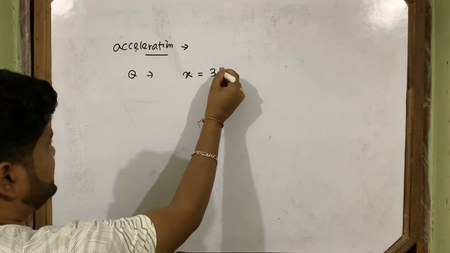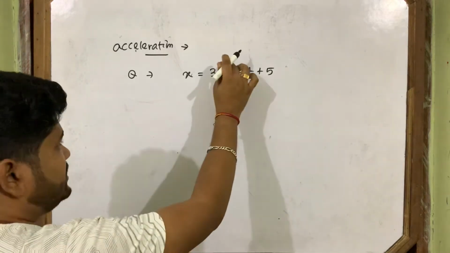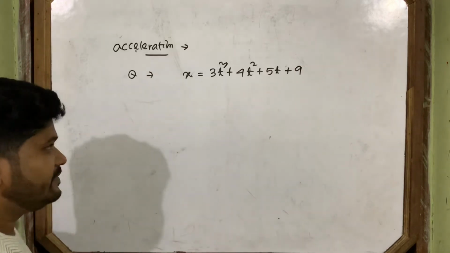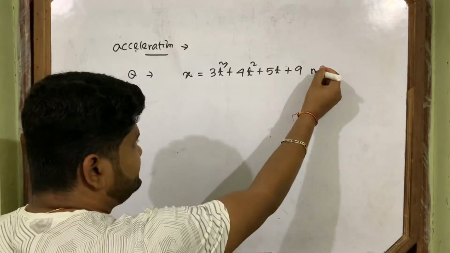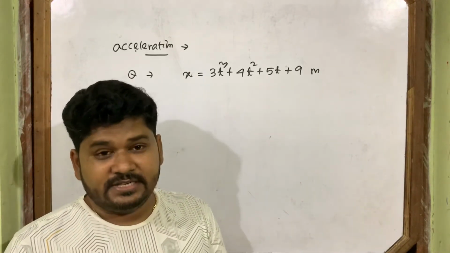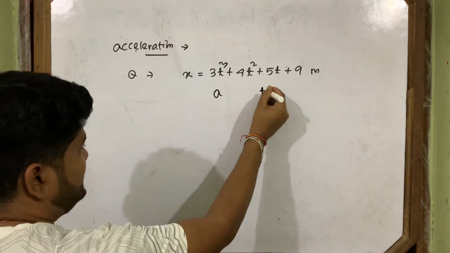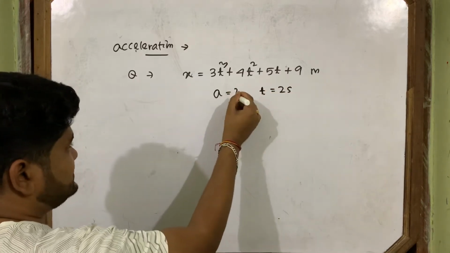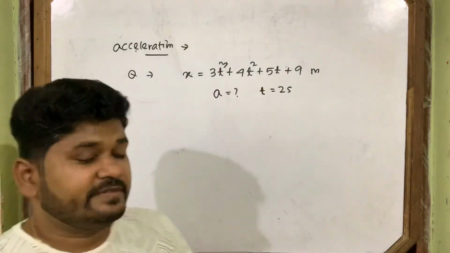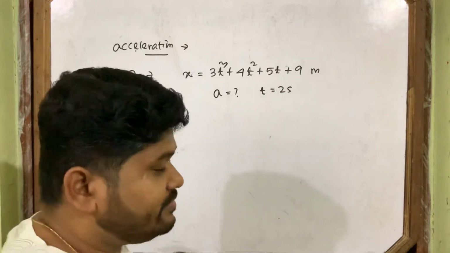Suppose x is equal to 3t cube plus 4t square plus 5t plus 9, x is in meters. Find the acceleration of the body at t equal to 2 seconds. As I told you before, if displacement is given, you can find acceleration by doing the derivative twice.